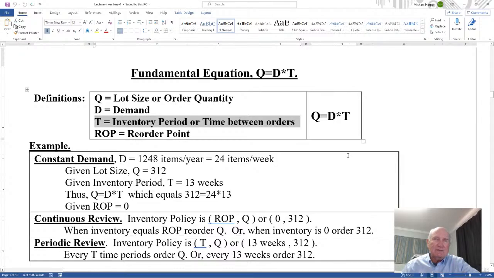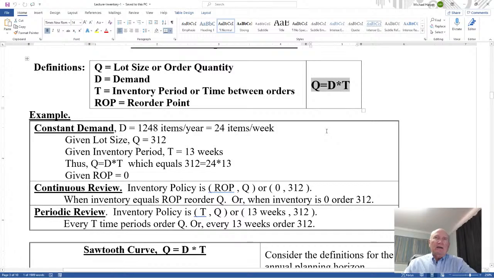T is in time periods. If T equals 1 week, then you order once a week. If T equals 2.5 weeks, you order every 2.5 weeks. And then ROP is the reorder point. Now, reorder point, what do you mean by point? It is the point of your inventory at which you reorder your order lot size Q. And we will define that here. But I'll take the Q, D, T and the fundamental relationship, the fundamental equation. The fundamental relationship is right here, Q equals DT.